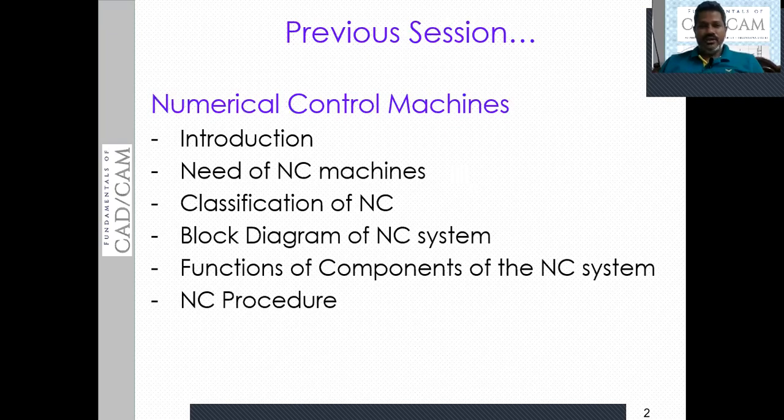In the previous session, we saw the introduction to numerical control machines. Then we discussed the need for NC machines. We also classified the different types of NC machines. We also discussed the block diagram of the numerical control system. Then we discussed the functions of all the components in the NC system. Finally, we also discussed the NC procedure, the steps involved in performing NC machining. That also we have discussed.